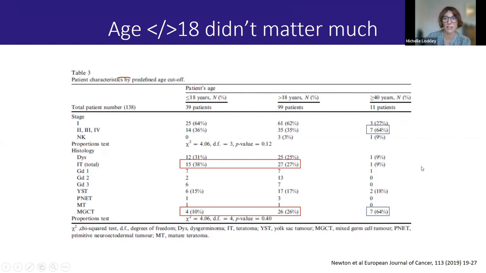So with these data, it's really difficult to work out if we see differences. Is it because the patients are old? Is it because they had high stage disease? Is it because they've got this particular histology? And are they all interrelated or separate? We can't answer that from these data.